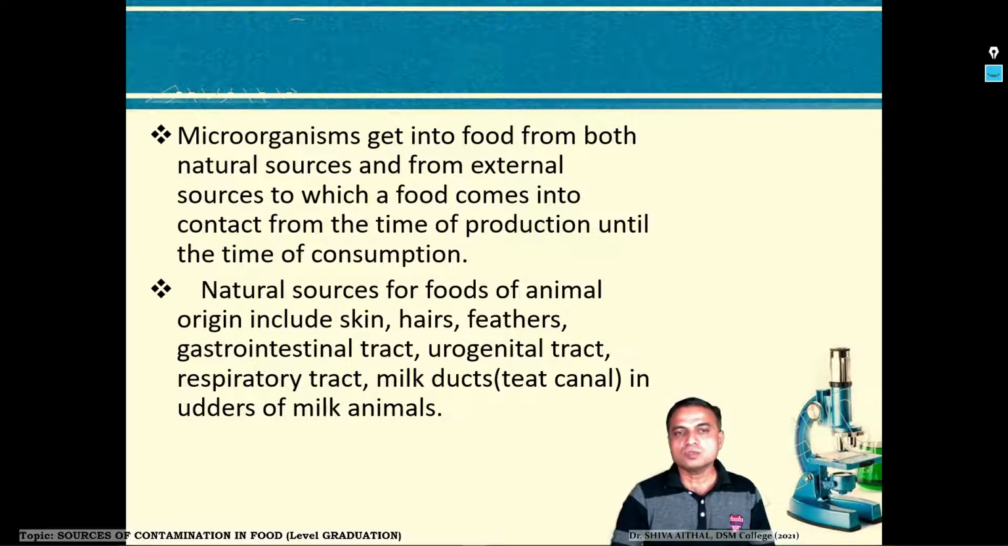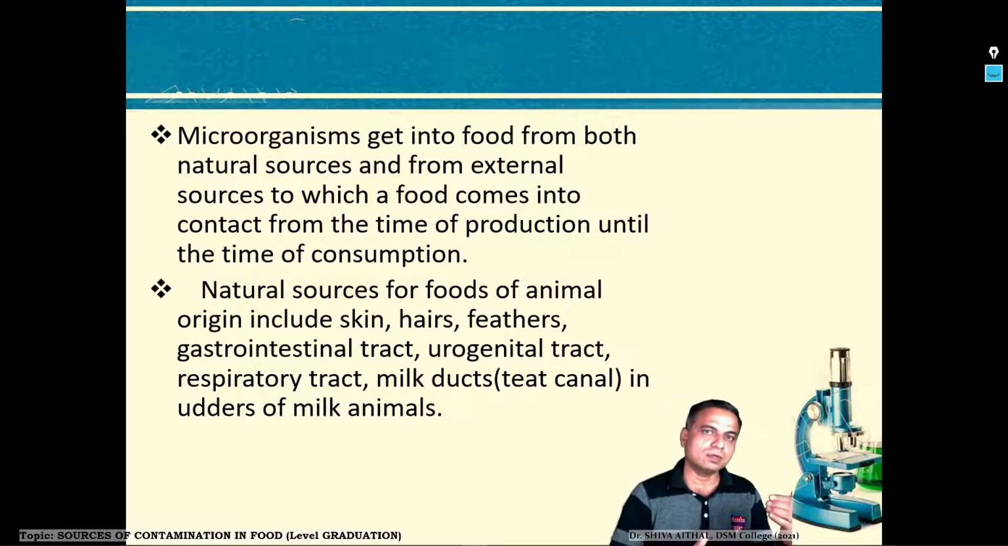So microorganisms get into food from both natural sources and from external sources to which the food comes into contact from the time of production until the time of consumption. Right from the point where it is prepared to the time where it is consumed, there is a whole lot of a chance, huge probability that the food will be contaminated with microorganisms.